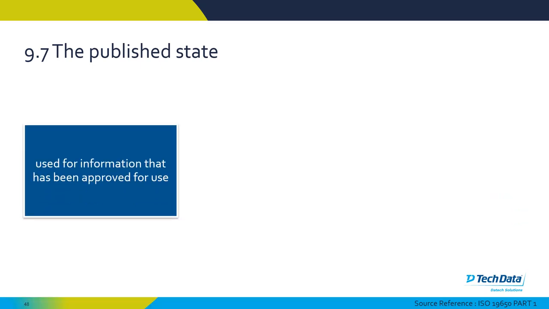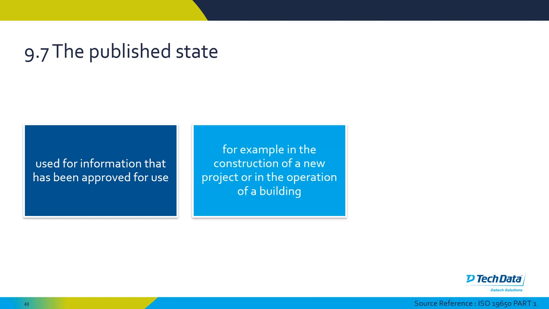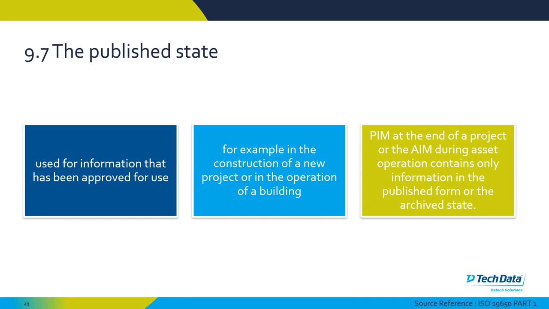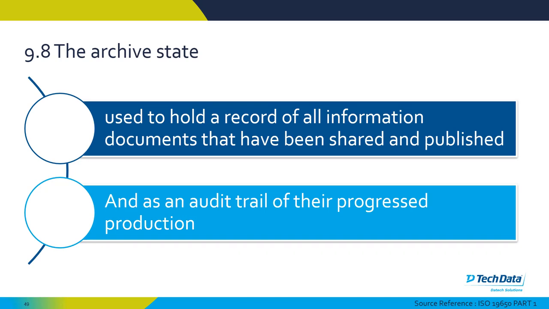Then the published state, this looks at using the information that has been approved for use. For example, in the construction of a new project or in the operation of a building or a civil engineering asset. And then the PIM at the end of a project or the AIM during asset operation contains only information in the published form or in the archived state as well. And then the archive state, this is used to hold a record of all the information documents that have been shared and published, and as an audit trail as well of their progressed creation and production on a project.